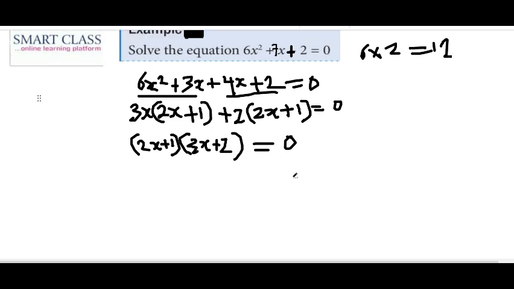Now after we complete the factorization, we will go to the final solution by equating each factor with 0. Whenever two things multiply to give us 0, it means that either of them is 0 or both of them are 0. So 2x plus 1 equals 0, or 3x plus 2 equals 0. We will solve each of the resulting equations.